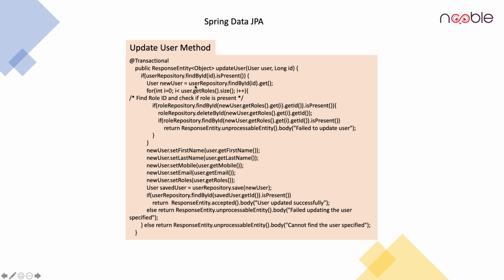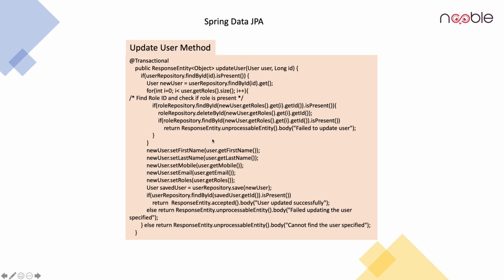So what we do is, we will be getting the user from the database. We will be using userRepository.findById, which takes an ID value and returns an optional user, and I am using the get method to return the user which I am assigning to newUser. Writing a for loop, and here I am getting the role and checking if it is present. If it is present, I am going to delete it, and I am making sure with this piece of code that it is completely deleted from the database. And if it is not deleted, I will be returning fail to update user.